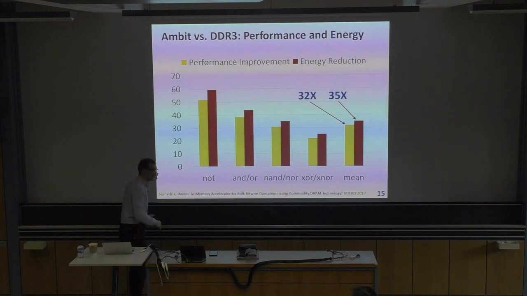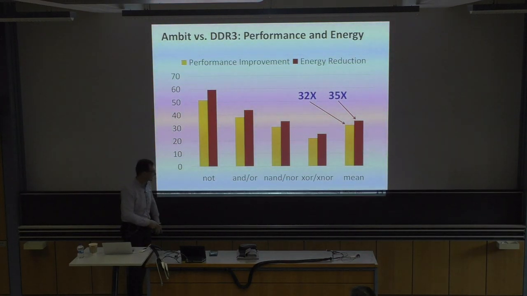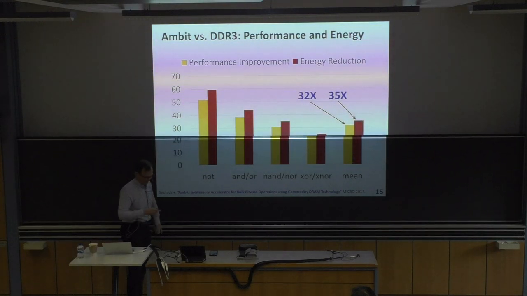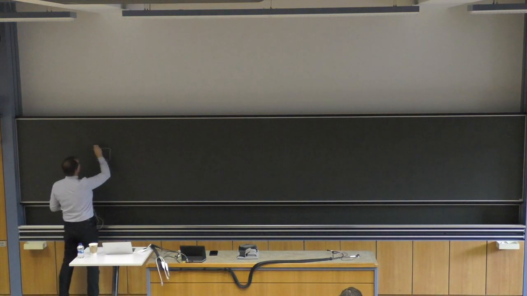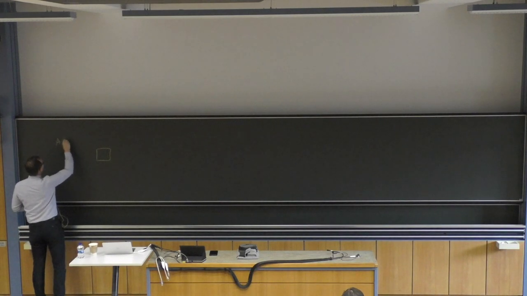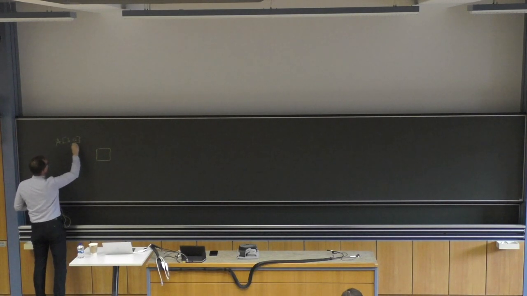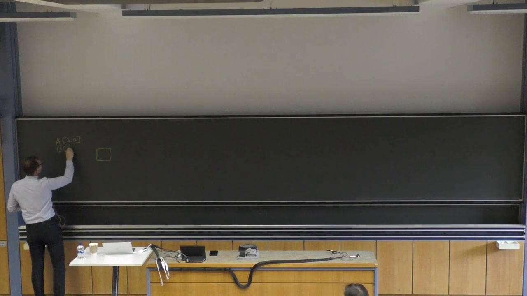Maybe have you guys seen this before? Bit serial and bit parallel? I see some faces. Basically, I like showing it like this. So you have an adder. Let's say you have a 4-bit value like this.